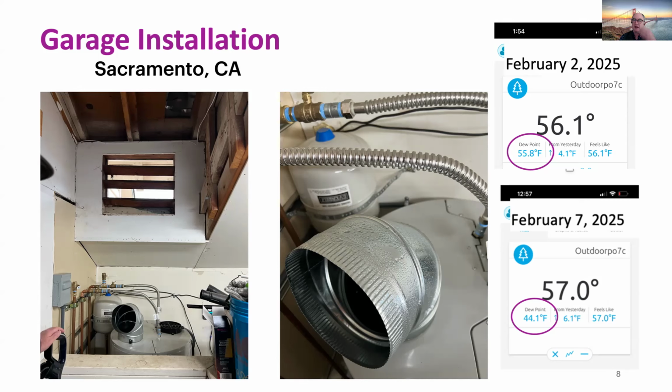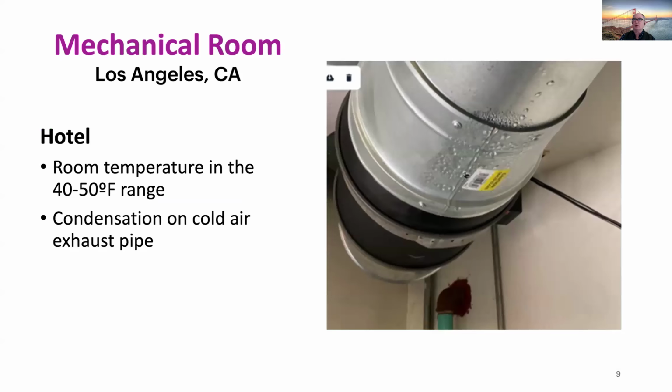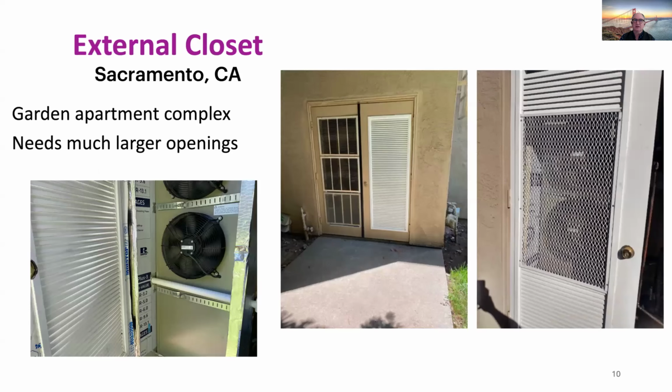Obviously, that can be fixed by insulating the ductwork, but the issue is that we're getting condensation on metal surfaces or any surface that's below the dew point. Here's a mechanical room in Los Angeles. It's a hotel. The room temperature is in the range of 40 to 50 Fahrenheit. And the condensation is shown on the cold air exhaust pipe, which, by the way, is not insulated. It needs to be to prevent condensation on the surface.